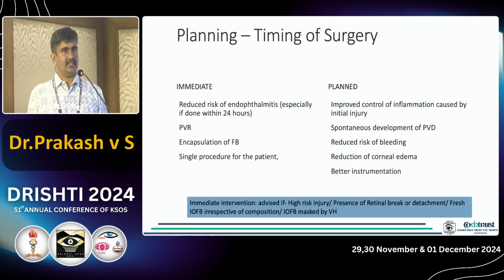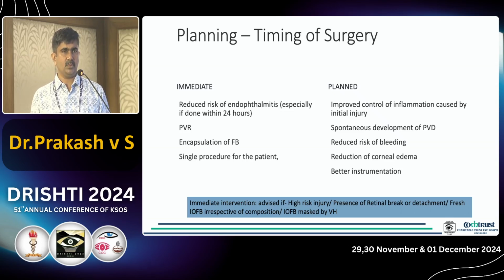Once you have diagnosed and localized a foreign body, the next part is to plan the timing of surgery. Timing of surgery is a little controversial because many people recommend immediate surgery. Both have their own advantages as well as disadvantages. Immediate means you are reducing the risk of endophthalmitis. You are also reducing the risk of PVR. Also, the foreign body does not get encapsulated, and it means a single procedure for the patient, along with the primary repair.